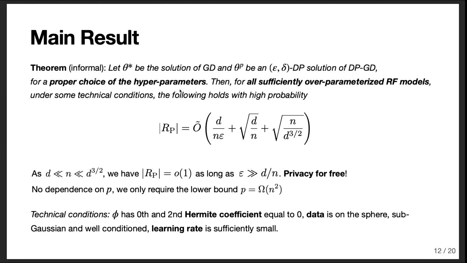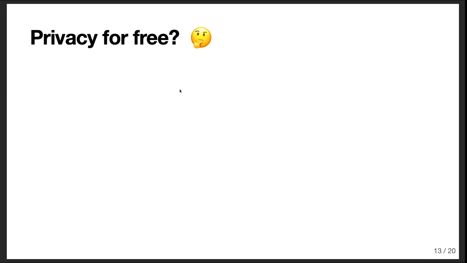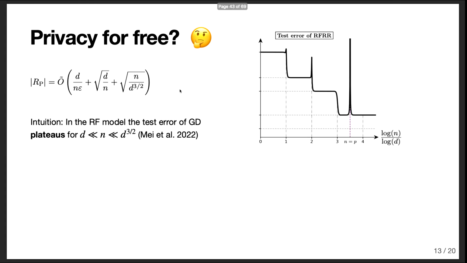Okay, this should puzzle because we learn, especially from our experiments, that there is a price to pay for privacy. So either I'm lying or something is going on. So let's look again at the result. What's the intuition? If we look at the non-private performances of a random feature model, we see that when n is between d and d squared, the performances are plateaued. So in this case, adding more samples does not improve the performances of the private algorithm.